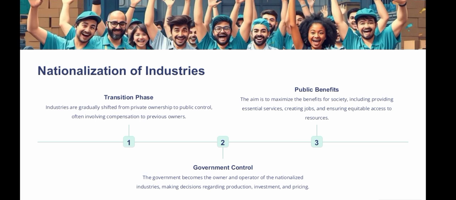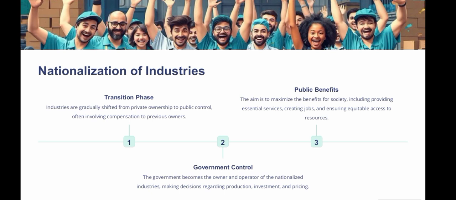Yes class, first one is transition phase, which means some industries have private ownership, and in that private ownership only private industries and companies can control the public. And also in private ownership there is no involvement of government. Then second one is government control, which is only and only controlled by the government.